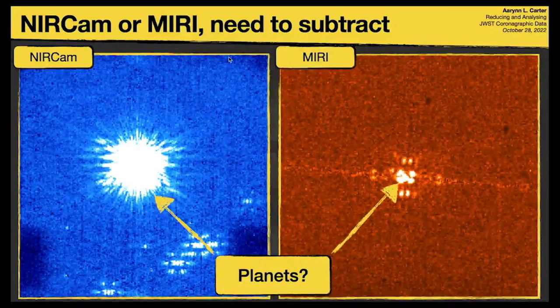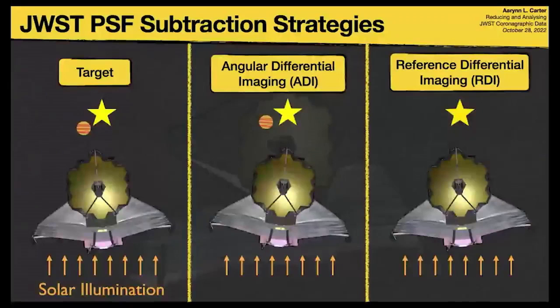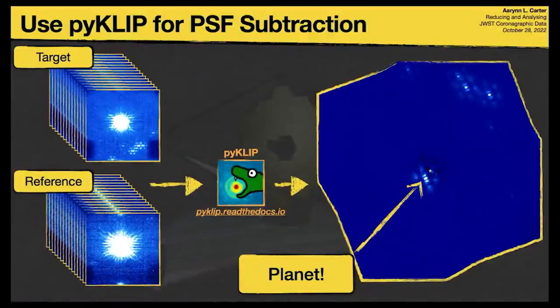Okay, so for NIRCam or for MIRI, we need to subtract. I showed you that image earlier. We have these pictures of what the images look like, and we want to dig underneath that bright light in the middle to see if there's any planets there. In the case of HIP 65426b, we know there's a planet there, but for other objects, maybe you don't know ahead of time, and you just want to go digging for treasure, essentially. I mentioned earlier, there's a few ways to do that. You can do it with angular differential imaging or reference differential imaging. spaceKLIP can handle both situations, and it does that using pyKLIP.